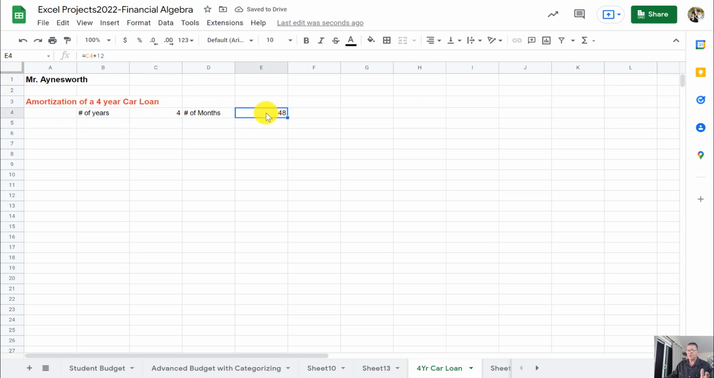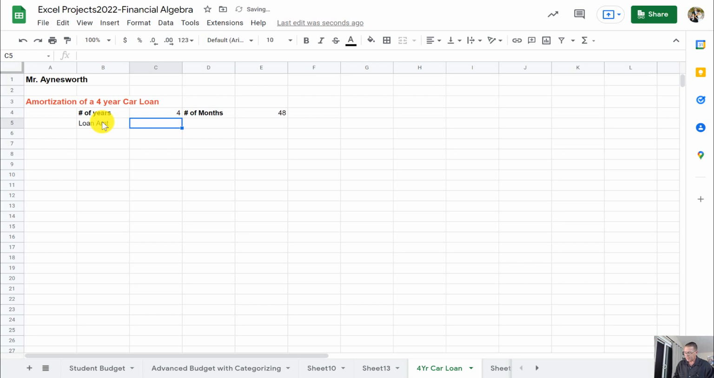And notice that it says 48. There are 48 months in 4 years. So I'm just going to bold these right here, format as I go. What's cool about Excel is if you change 4 to 5, it automatically changes the number of months to 60 because 5 times 12 is 60. But let's keep that at 4 because that's our example in this case. Underneath the number of years, you're going to put down the loan amount. So let's do that.